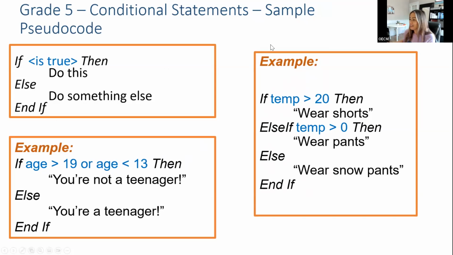Then over here on the right, if the temperature is greater than 20, then we wear shorts. So if that condition is true, the temperature is greater than 20, then we wear shorts. Else if means, okay, if that's false, then we look at the next line. We don't move down until we check if this next line is false. If this is false, then we move to the otherwise clause. It's not necessary, but it's good practice to always have an otherwise clause.